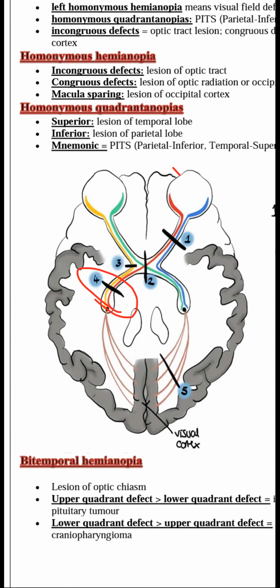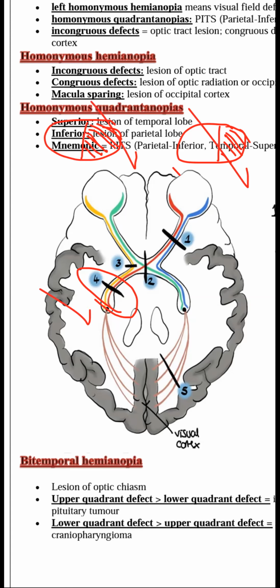Once you have injury to the optic tract, you will have loss of the temporal field on the contralateral side, and loss of the nasal field on the same or ipsilateral side. What is this called? Lesion to the left optic tract is called right homonymous hemianopia. This is easy now.